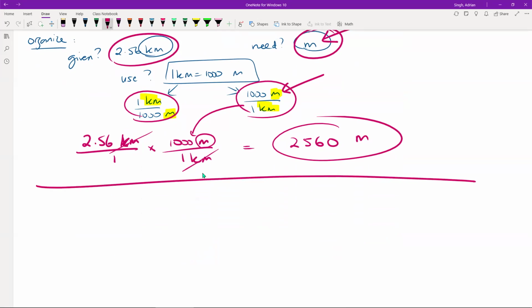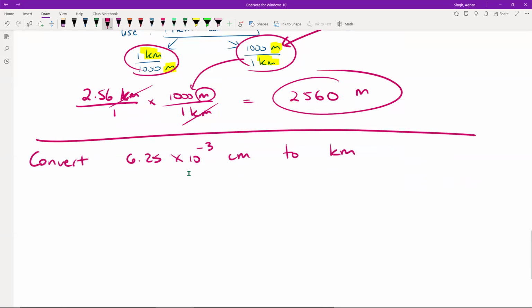Okay, let's take this into another step. Let's say now I want to convert, let's do this one: 6.25 times 10 to the negative 3 centimeters to kilometers. Okay, so what we're given here is 6.25 times 10 to the negative 3 centimeters. And then what I need to get to is kilometers.